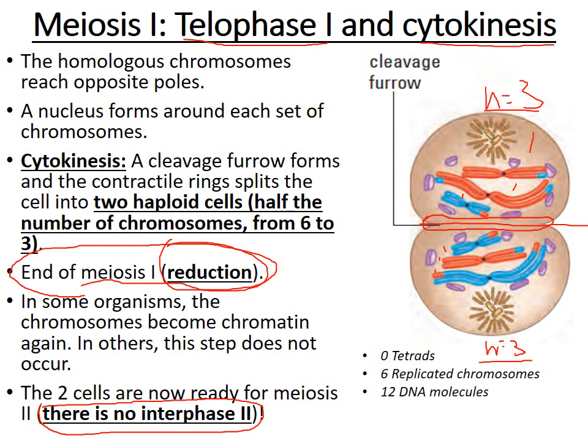Sometimes you might see a nucleus reform around each set of chromosomes, but before meiosis 2 happens, that nucleus has to be disintegrated again, and then it can go on and proceed. So right now we're going to take a look at meiosis 2. We've seen interphase, meiosis 1, prophase 1, metaphase 1, anaphase 1, telophase 1, and cytokinesis. Now we're going to jump into meiosis 2.